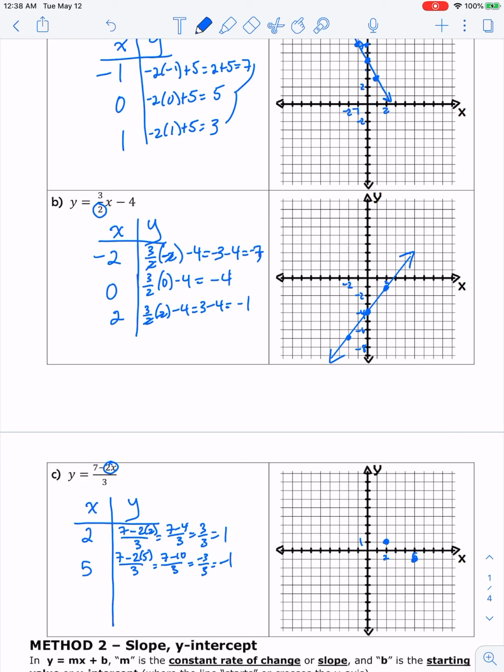Now I want to choose another one. I'm going to go to negative 1. These x's don't have to be in any particular order. So 7 minus 2 times negative 1 over 3 equals 7 plus 2 over 3, which is 9 over 3, which gives us 3. So at negative 1, this is negative 1 here, we're up at 1, 2, 3. Okay, those are all on the same line.